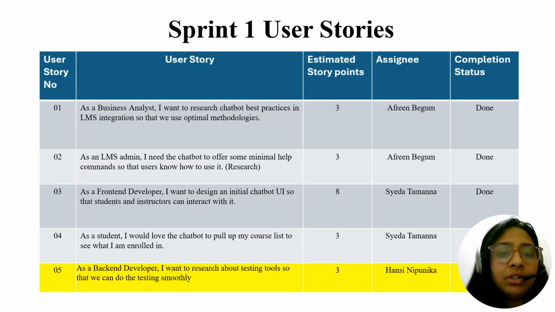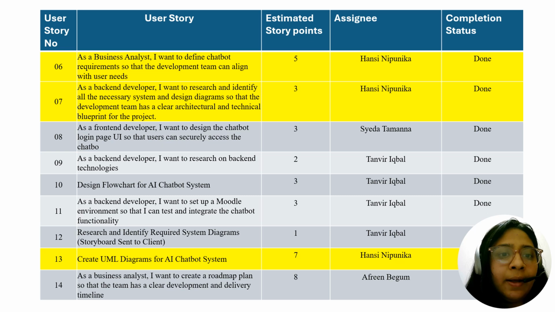These are our Sprint 1 user stories. We selected 14 user stories as our Sprint 1 tasks. Among those, I got 4 user stories: research about testing tools, define chatbot requirements and the tests aligned with the user needs, environment setup for the backend development, and create UML diagrams for the AI chatbot system.